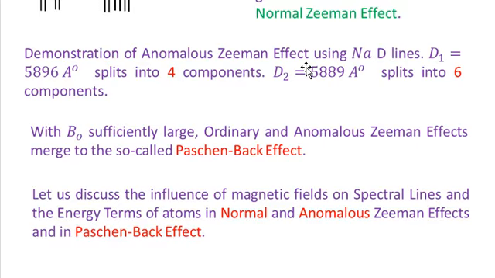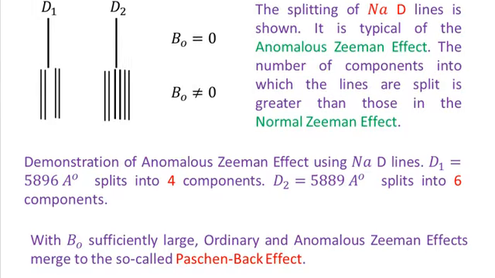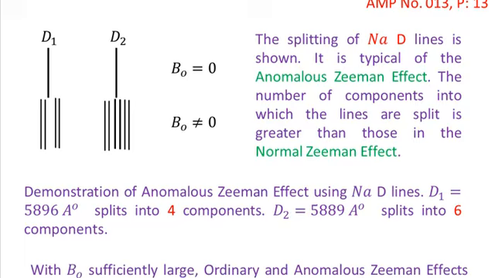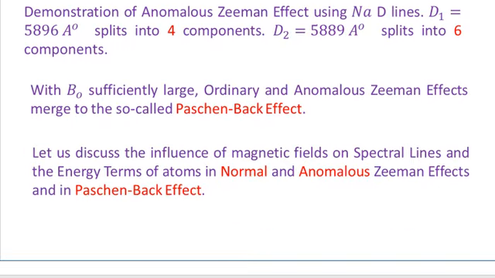Demonstration of the anomalous Zeeman effect using the sodium D lines. D1 is equal to 5,896 angstrom and splits into four components, and D2, which is 5,889 angstrom, this D2 wavelength will split into six components when B naught is sufficiently large. So you see that for the case of the Zeeman effect, we are assuming that the magnetic field we are applying is moderate. So this effect can be observed under moderate magnetic field.